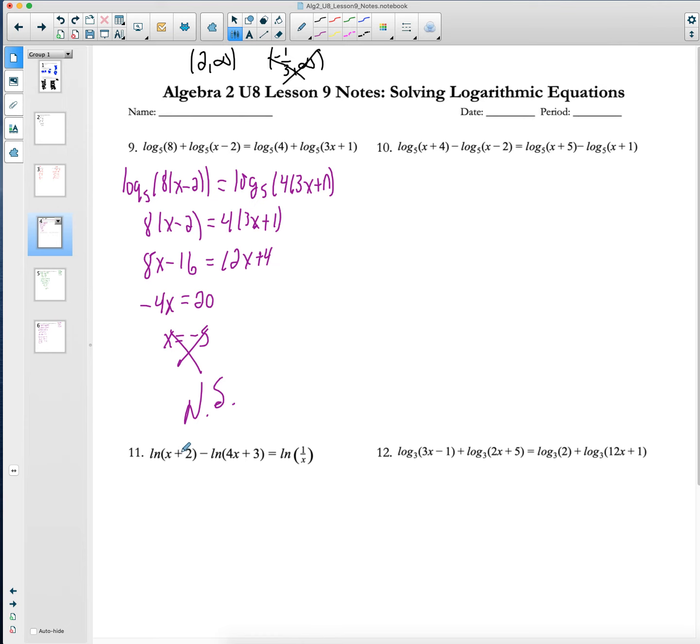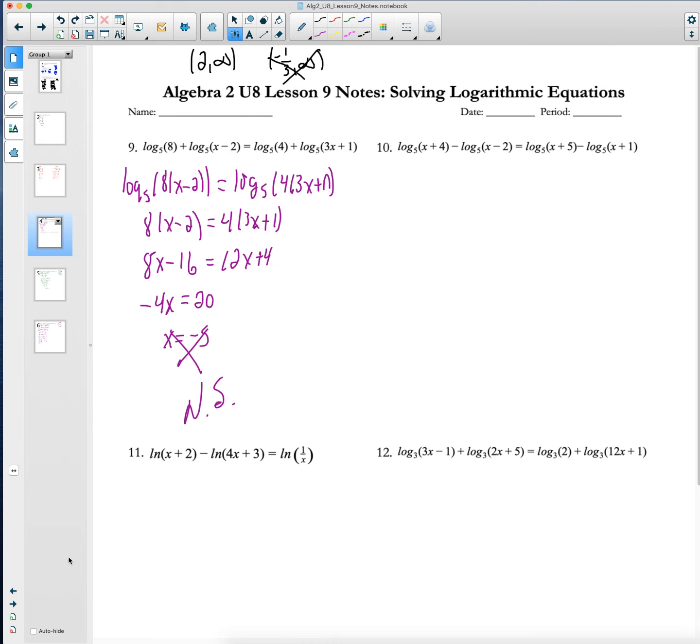All right. So here's what I'd like you to do. I would like you to try number 10. Now I'm going to give you a couple pointers before you begin. Notice we have a subtraction here, so you're going to use the quotient property when you condense. And then notice you have 4 working domains, so make sure you consider all 4 of those before you begin the problem.